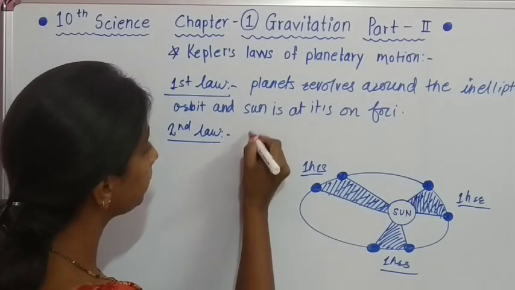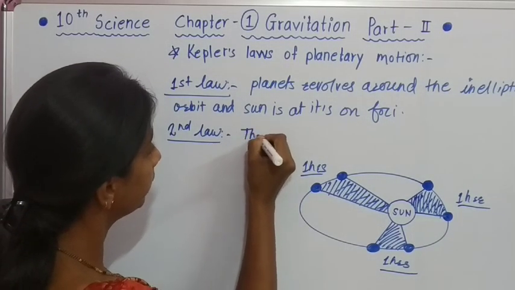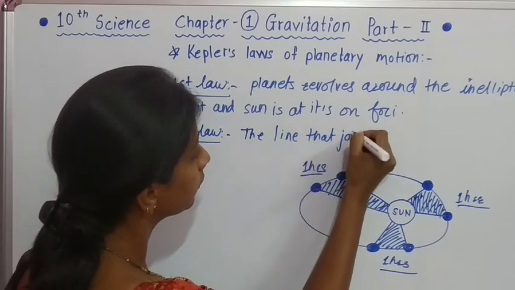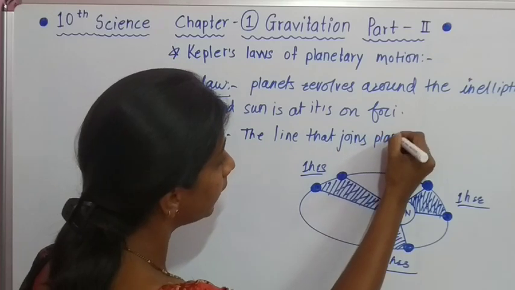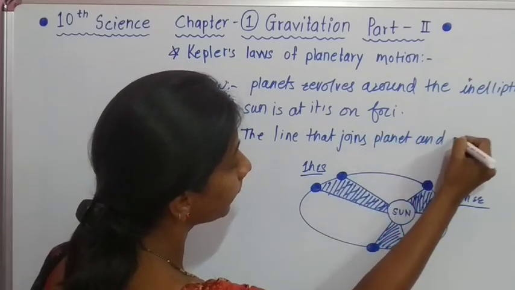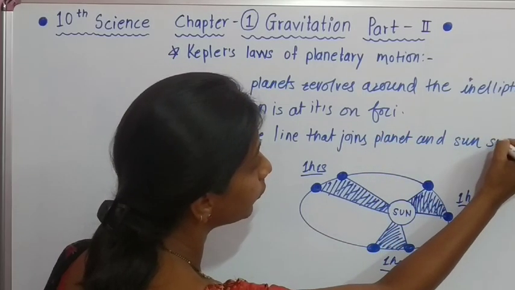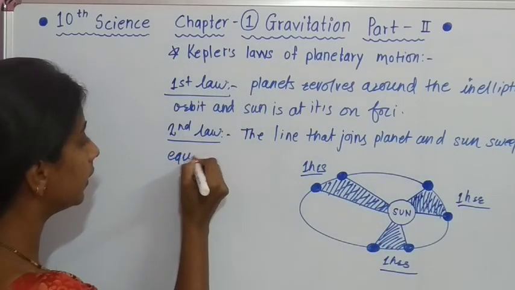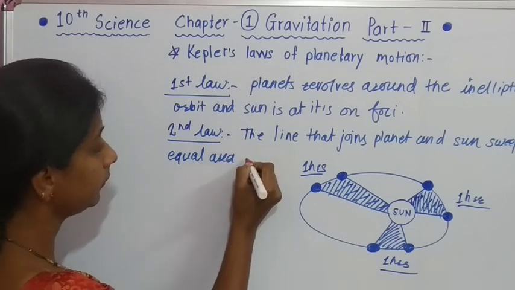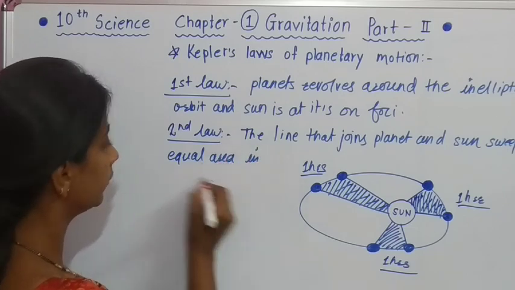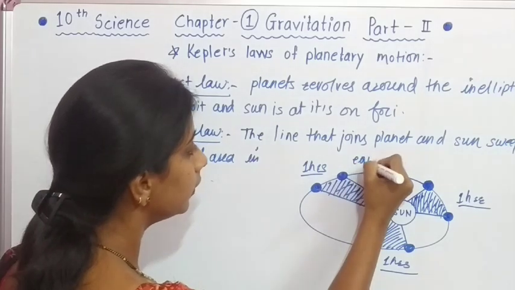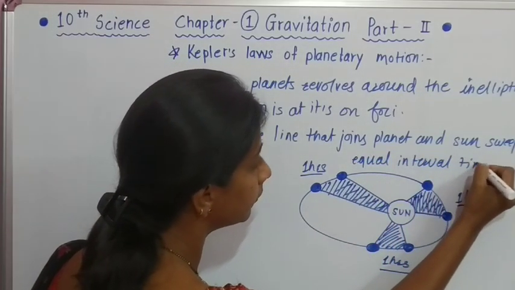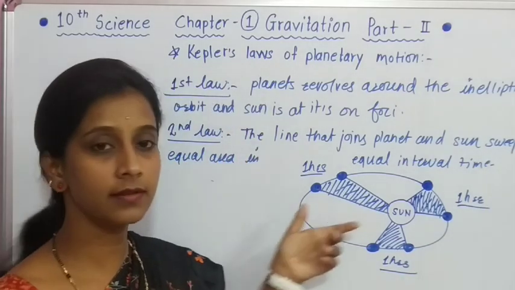Let us write here: the line that joins planet and sun sweeps equal area in equal interval of time. Okay students, understand this?